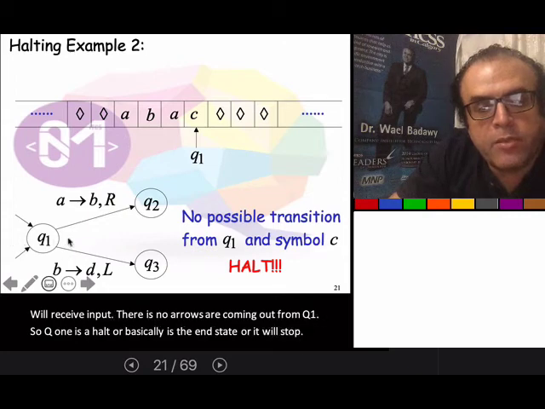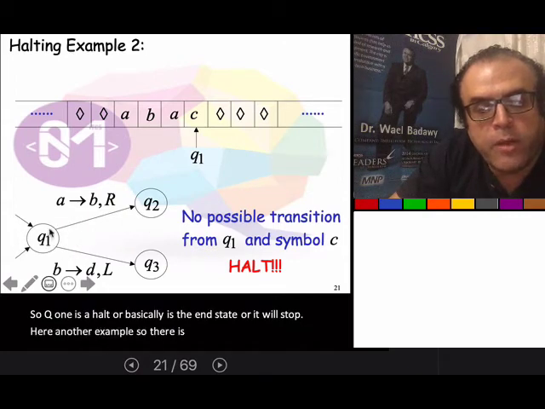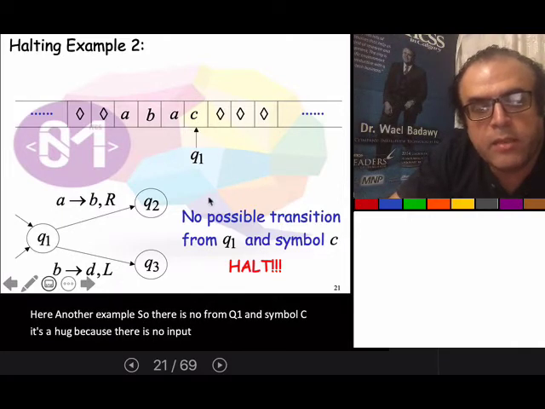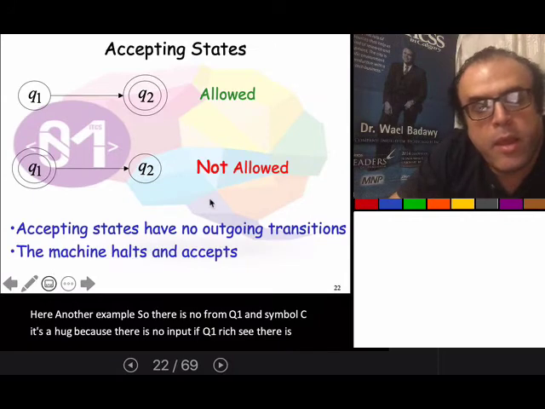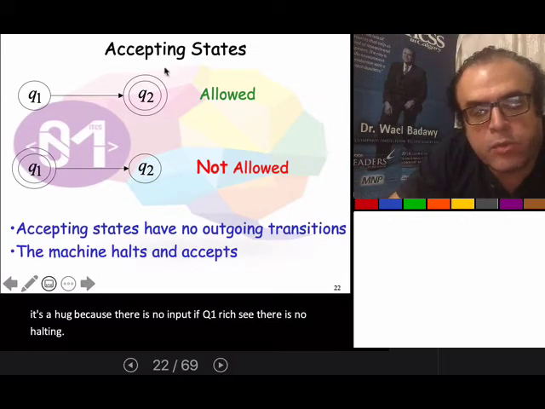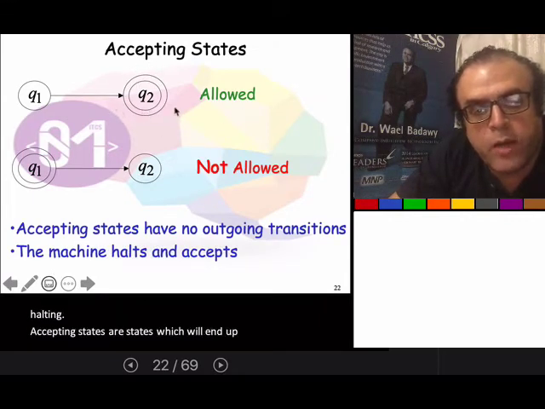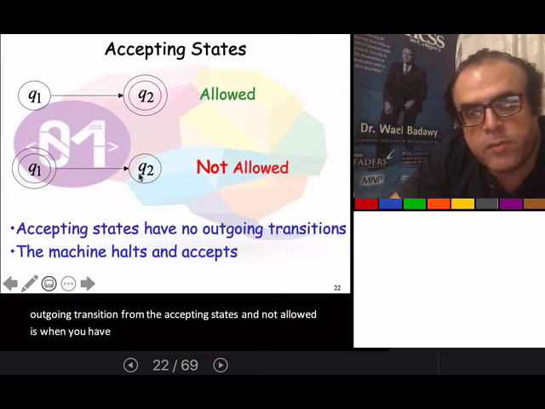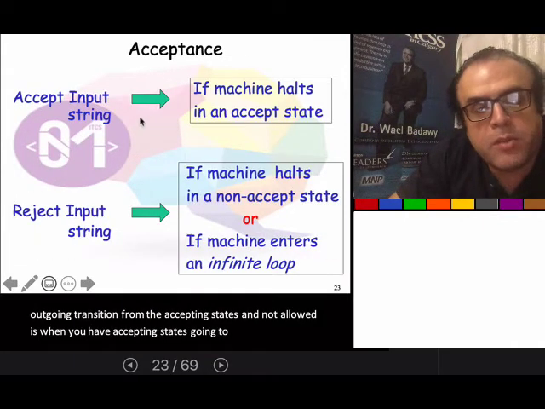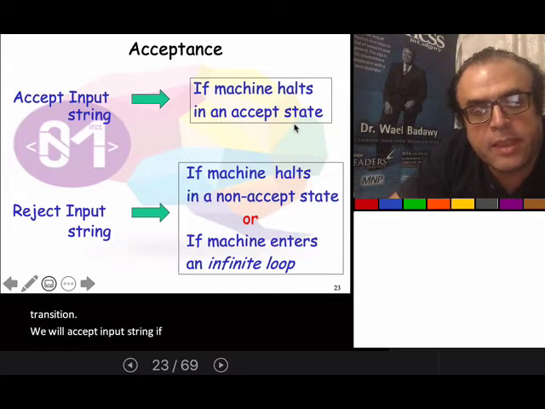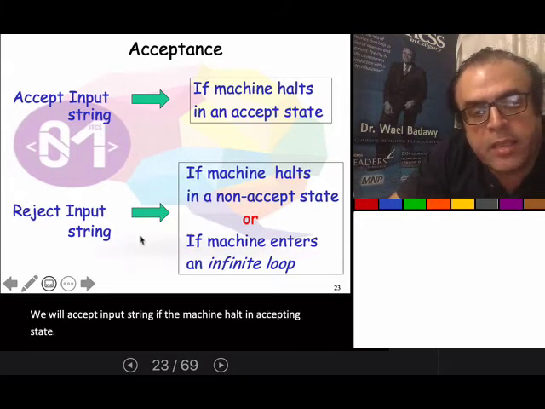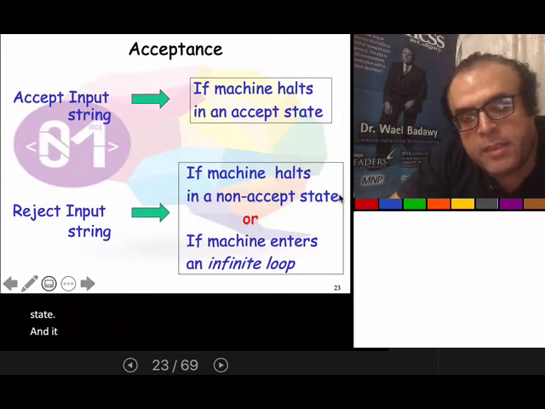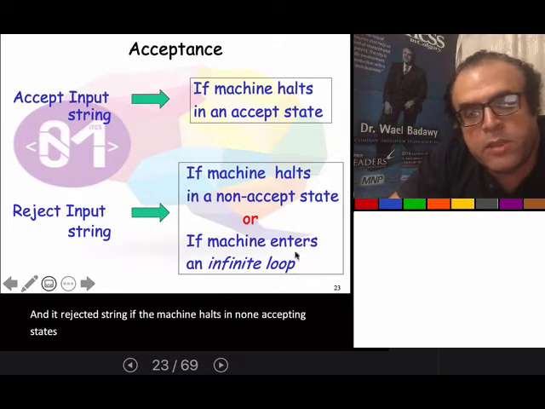Here is another example. There is no transition from Q1 and symbol C, so it halts because there is no input. If Q1 reaches C, there is no halting. Accepting states are states which end up as terminal, so there is no outgoing transition from the accepting states. Not allowed is having accepting states going to a transition. We will accept an input string if the machine halts in an accepting state, and it rejects an input string if the machine halts in non-accepting states or the machine enters an infinite loop.